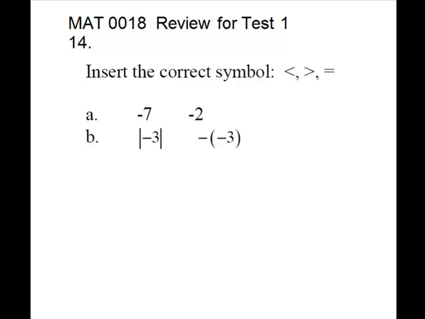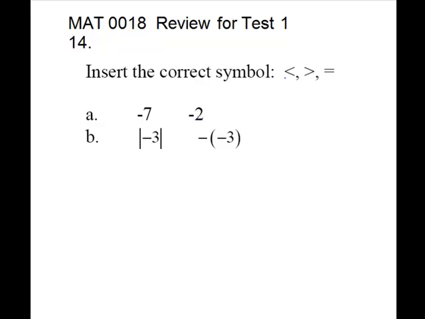Next, we're going to insert the correct symbol, less than, greater than, or equal to. We have 2 separate problems. On the first one, you can think of your number line. The -7 is more to the left of 0 than -2, so it is smaller.